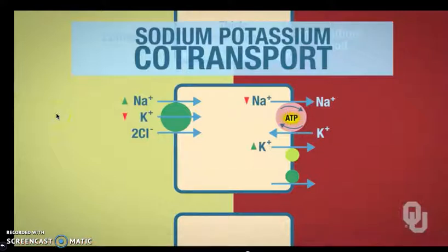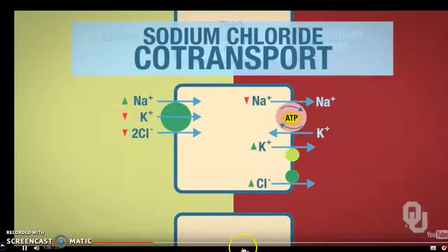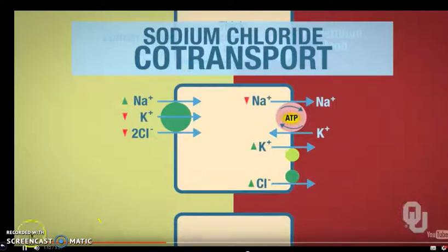Now, sodium can also be transported via chloride ions. So chloride ions would be going from a low concentration toward a high concentration. So that means that you can have sodium-chloride cotransport as well. So sodium can be cotransported with chloride, or sodium can be cotransported with potassium.